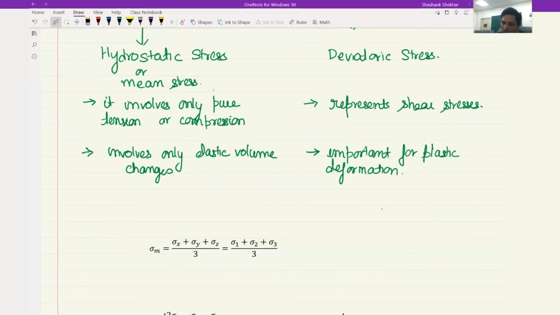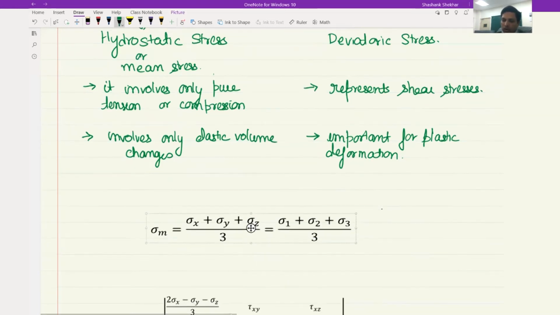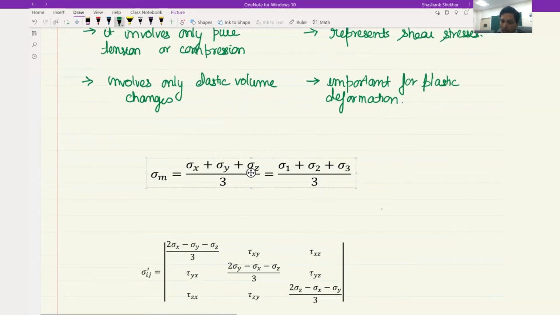Now coming to the definition. So sigma m, or the mean stress, which is also the hydrostatic stress, like we said, is nothing but sigma x plus sigma y plus sigma z by 3. And if it were to be expressed in principal stresses, then it will be sigma 1 plus sigma 2 plus sigma 3 by 3. So this is the hydrostatic stress component.